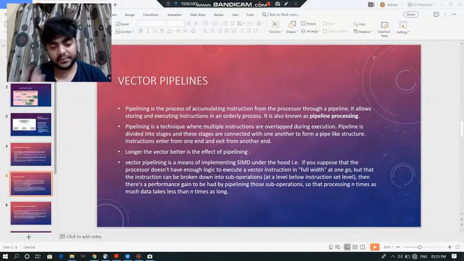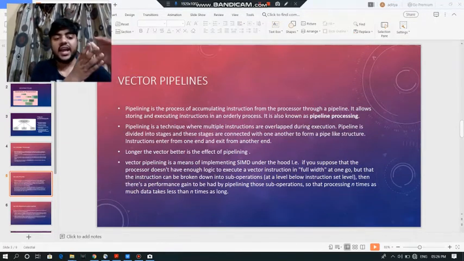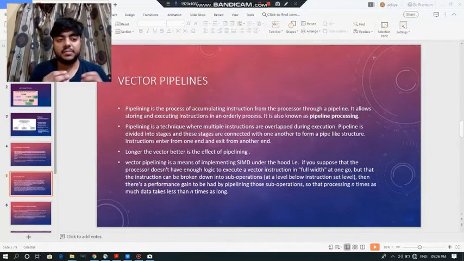Vector pipelining is a means of implementing SIMD under the hood. That means it's not virtually shown, but the actual concept is SIMD only. You can consider the case if you are using virtual SIMD code or vectors in a system which does not have enough processing power. So instead of going full width, that means processing the whole vector, it breaks it into different levels, stacks it, and processes it together as batches, making the process possible.